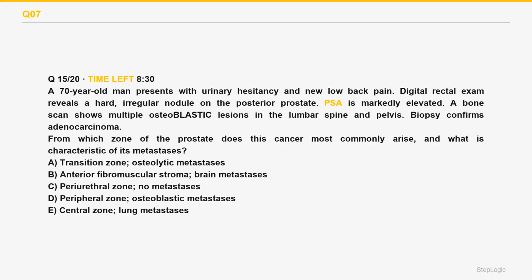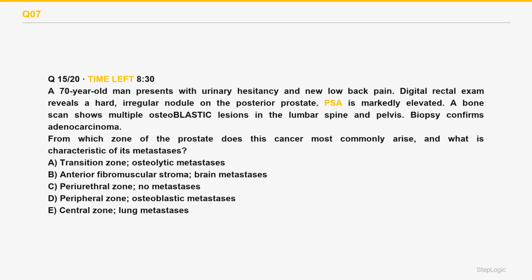From which zone of the prostate does this cancer most commonly arise, and what is characteristic of its metastases? A 70-year-old man presents with urinary hesitancy and new low back pain. Digital rectal exam reveals a hard, irregular nodule on the posterior prostate. PSA is markedly elevated. A bone scan shows multiple osteoblastic lesions in the lumbar spine and pelvis. Biopsy confirms adenocarcinoma.